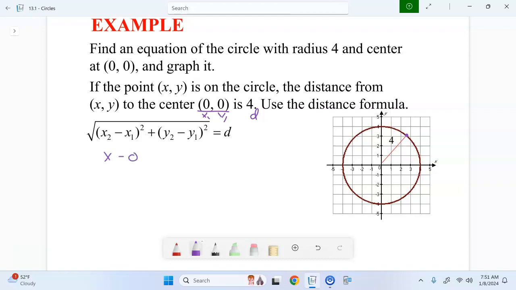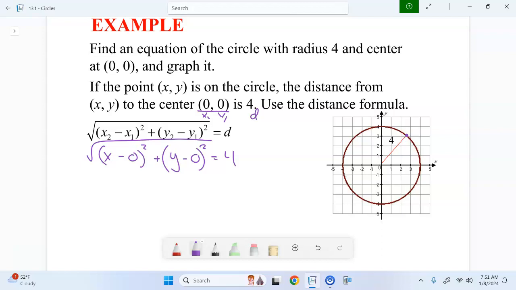But I know I'm going to subtract 0 from it. And then I've got y2. Well, I don't know what y2 is. I don't know what that second point is, but I do know what y is, so I'm just going to subtract that. And then I know that my distance is 4. Okay, that's my radius. And then we can just kind of simplify that a little bit.